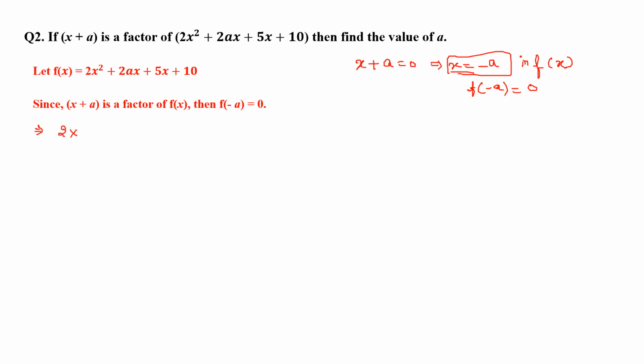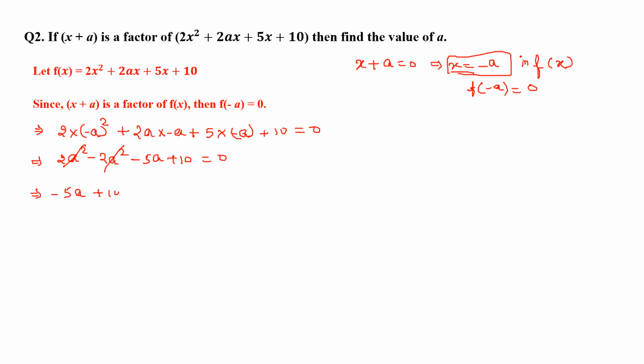So it will be 2 into minus a whole square plus 2a into minus a plus 5 into minus a plus 10 equal to 0. Now it will be 2a square minus 2a square. See, minus a whole square is a square, and here also a into a is a square, and this minus and plus will become minus. Minus 5a plus 10 equal to 0. Now 2a square and minus 2a square is 0. So you are left with minus 5a plus 10 equal to 0.